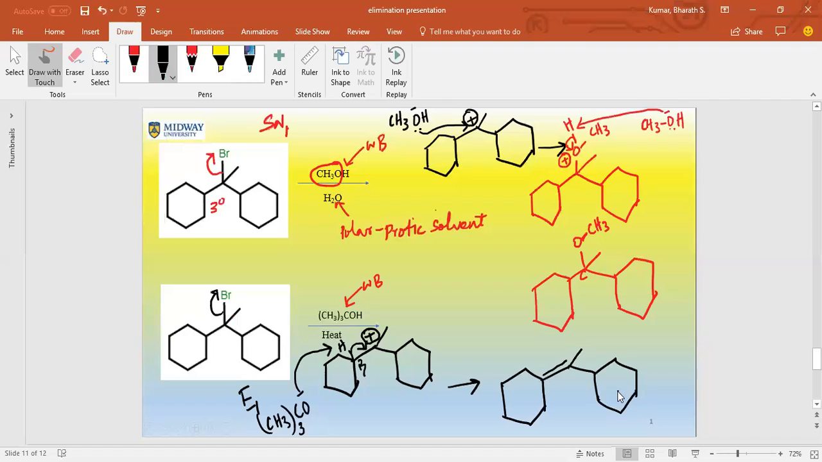Okay, so this is an E1 product, this is an SN1 product. It all changed because of the nature of the base that we use. This is a weak base, that's also a weak base, but this is a small size weak base, this is a large bulky weak base, and of course heat also made sure that it goes through an E1 process relative to an SN1 process, right?